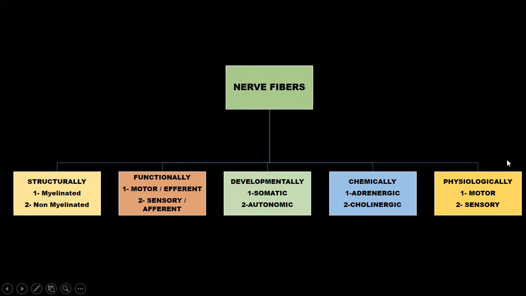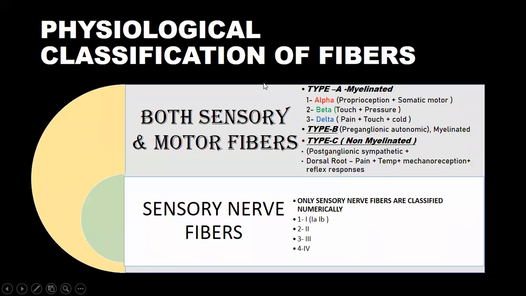Then we come to physiologically. Physiologically, we actually have 2 types: one is sensory, one is motor. We also see nerve fibers which are only sensory nerves, classified numerically. So we'll see that further. The physiological classification, as I said, is one of the most important. Here we are talking about those fibers which include both sensory as well as motor fibers.